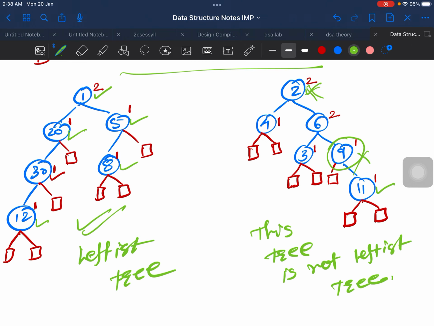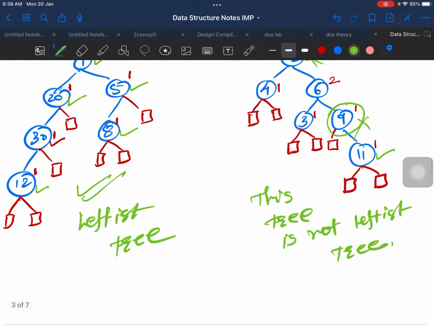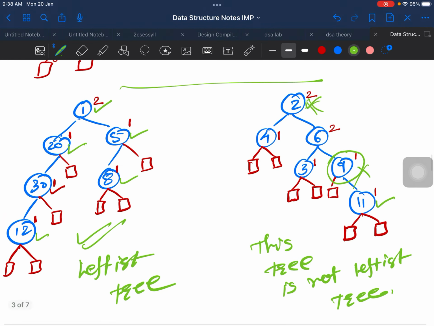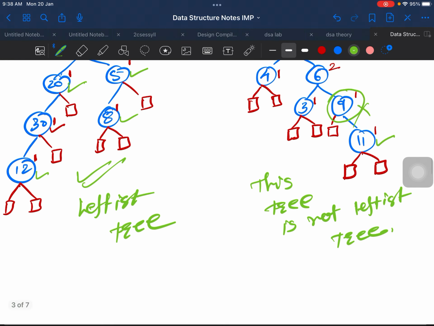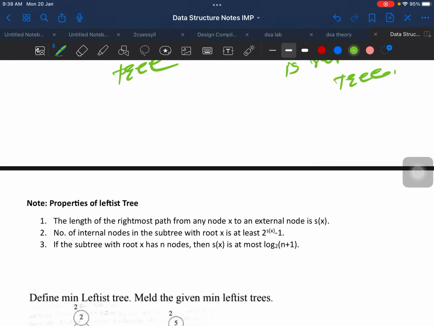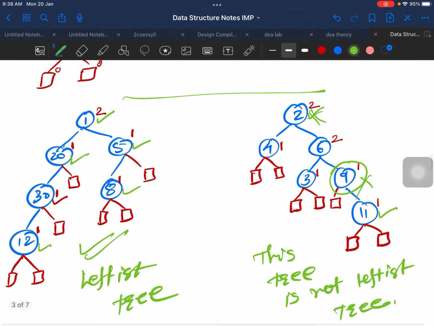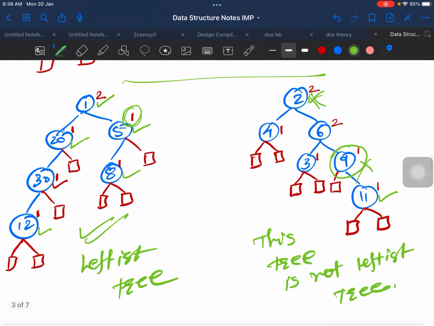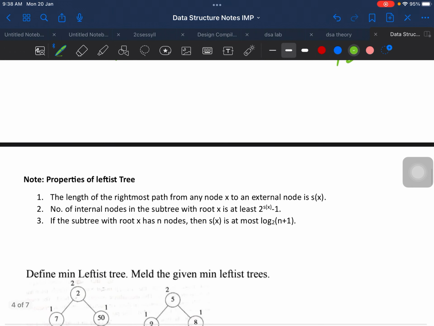Okay, so I hope you are getting my points, guys. In the next video, we will discuss how we can merge two leftist trees. Before that, guys, just see here the properties of the leftist tree. The length of the rightmost path from any node x to an external node is s of x. So this value is called the s of x value. s of x means the s value of node x.